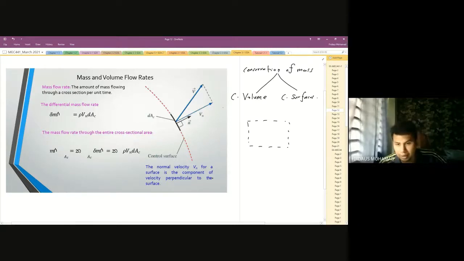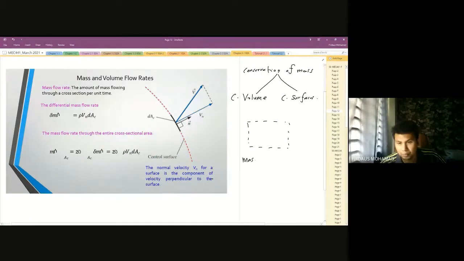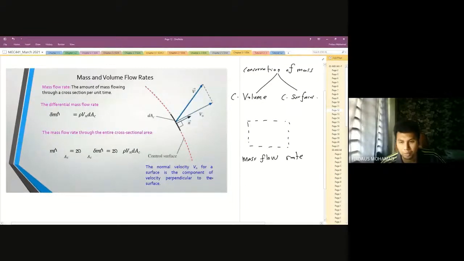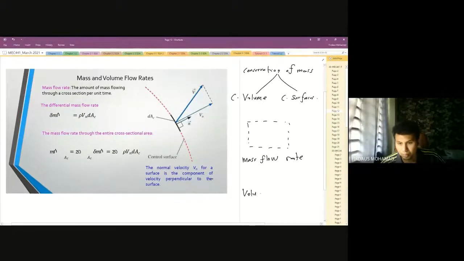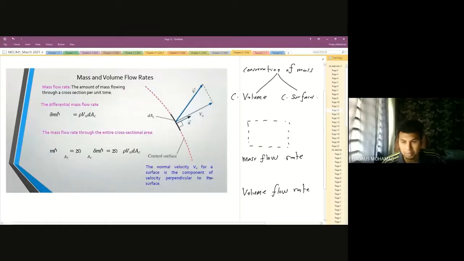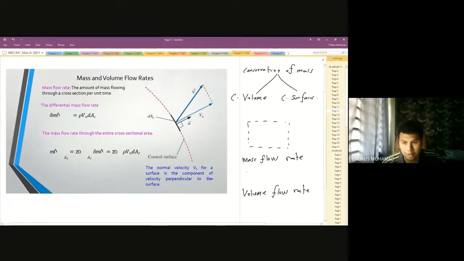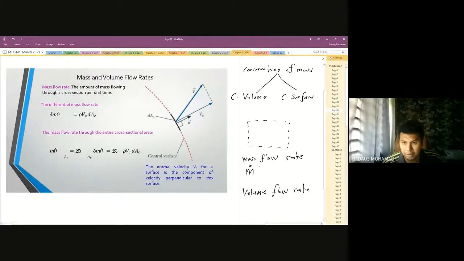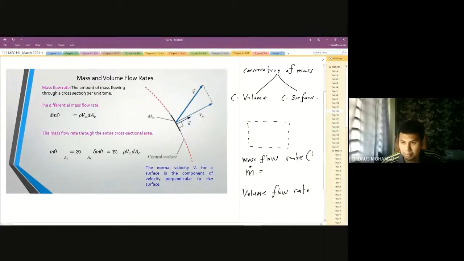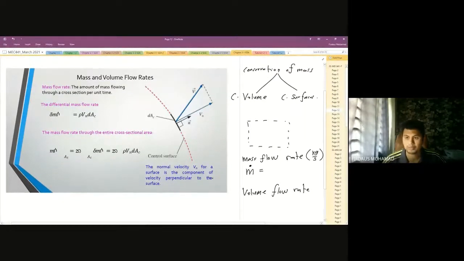You akan sentiasa dengar perkataan ni, mass flow rate and also volume flow rate. Okay, so what is mass flow rate? Dia punya notation adalah mass sebab ada rate kita kena letak dot, m dot, maknanya kalau rate dia per apa? Mass kilogram per time, which is second. Okay, the standard dia adalah per second. So kilogram per second untuk SI unit.